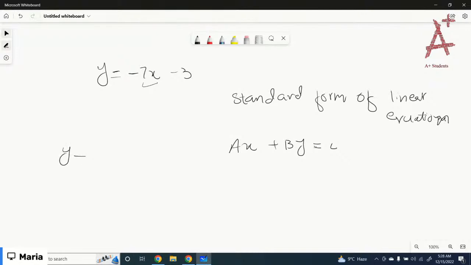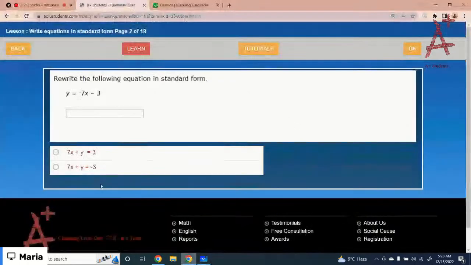It would be y plus 7x equals negative 3. Just rearrange: 7x plus y equals negative 3. That is the equation in the standard form. Got it? Okay, so select the correct option. That would be 7x plus y equals negative 3. So select the correct option, then click on the OK button.